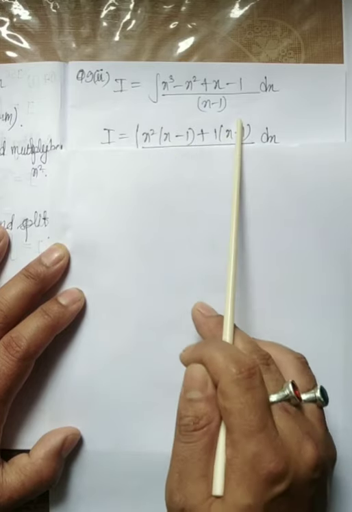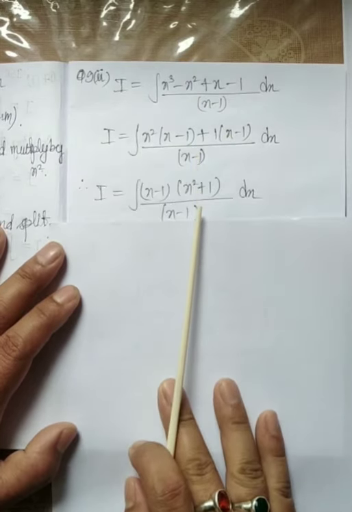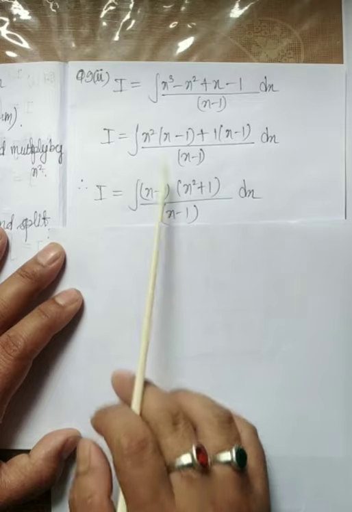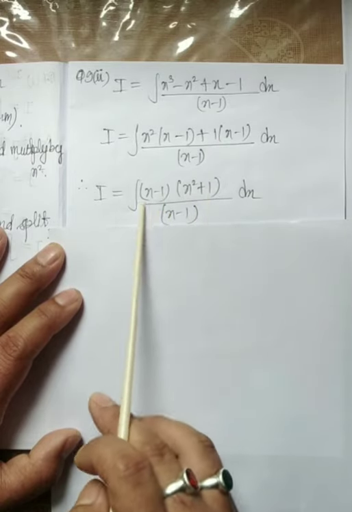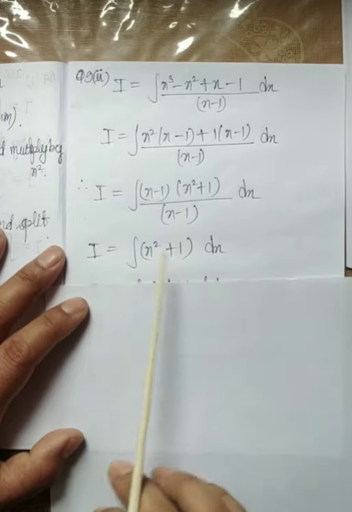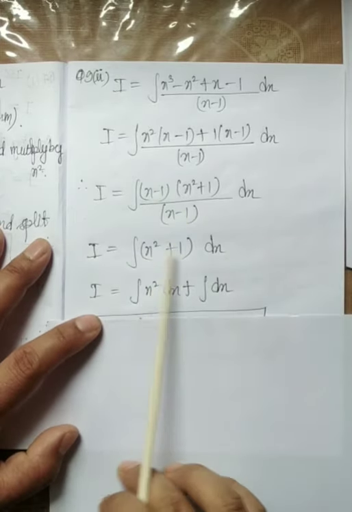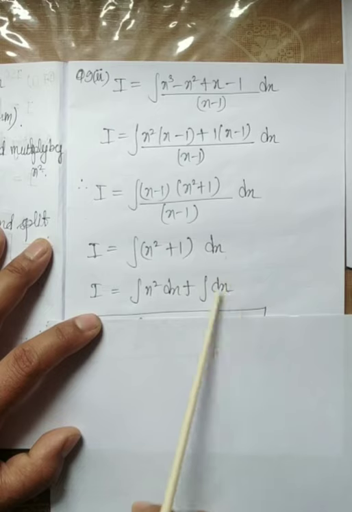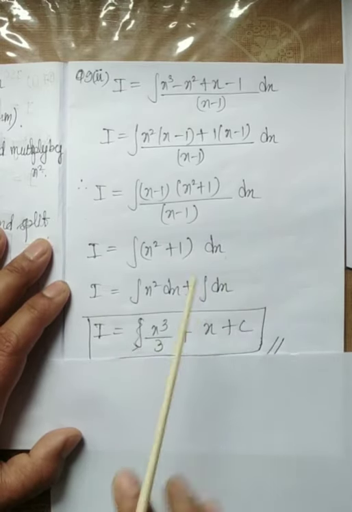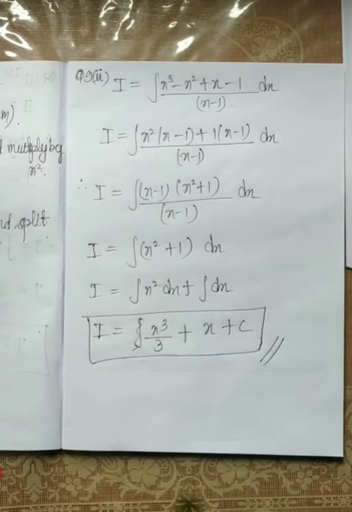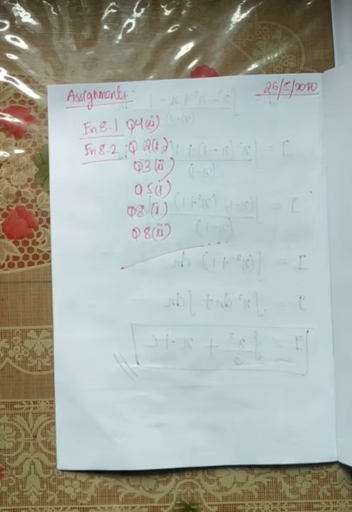So I can take x minus 1 common in the numerator. If I do so, then I'll be getting this, taking x minus 1 common, and remaining x square plus 1. Now x minus 1 gets cancelled out, and this is the remaining. Therefore integration of this is integration of x square dx plus integration of dx, which is x cubed by 3 plus x plus c. Okay, so pause the video to note down.